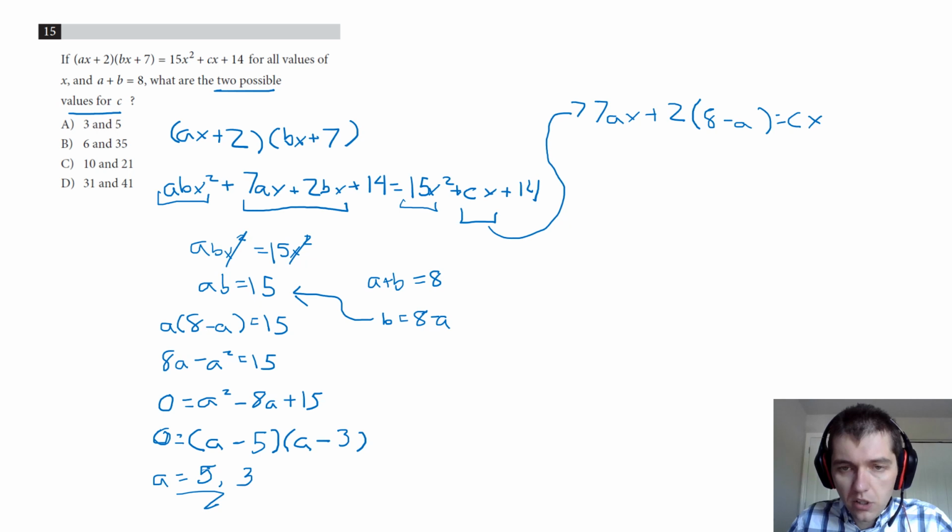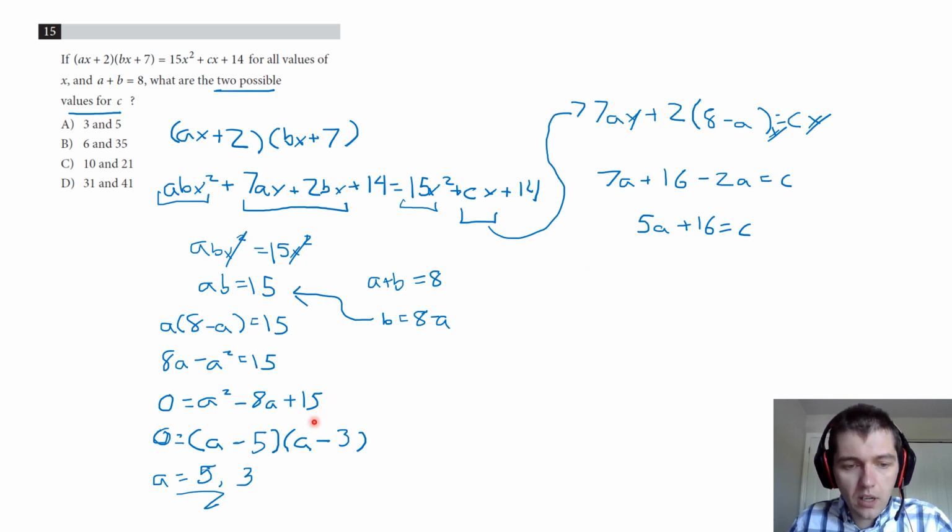So at this point, let's solve through. We can say that, oh, and there's an x there, of course. You can remove your x's. I have 7a plus 16 minus 2a is equal to c. That means that 5a plus 16 is equal to c. Now, we have that as simplified as we can.